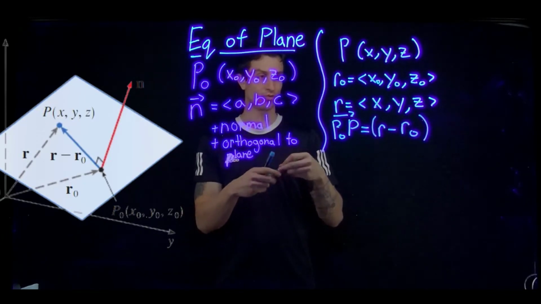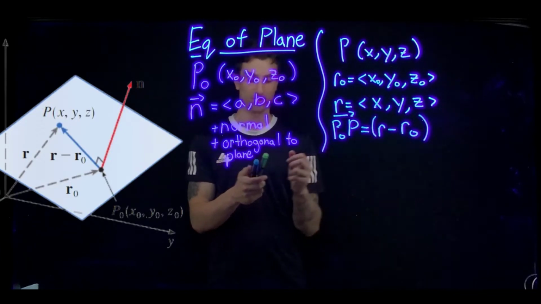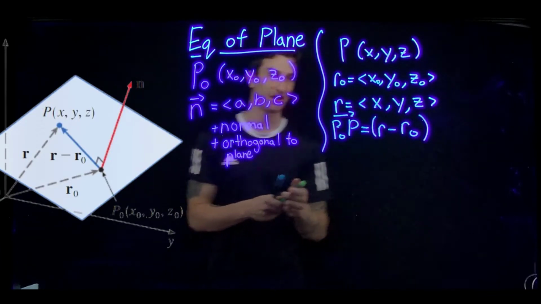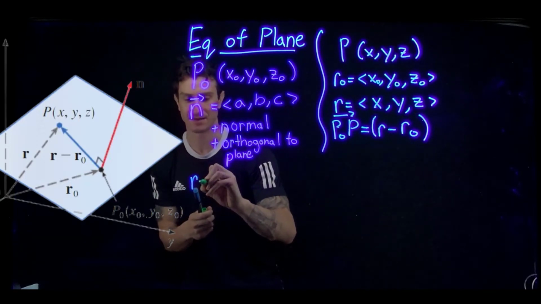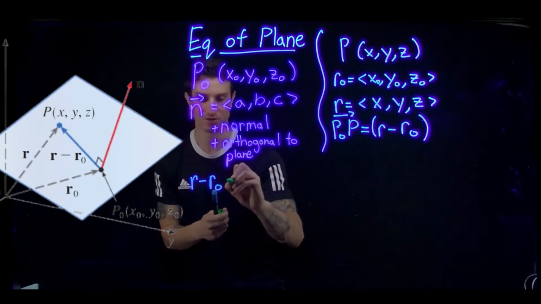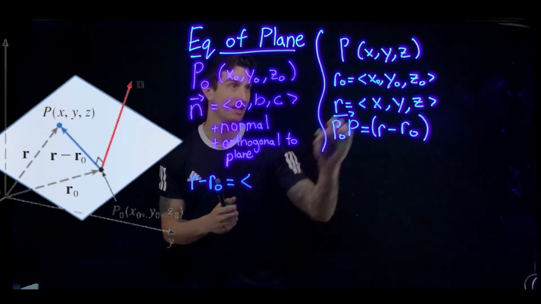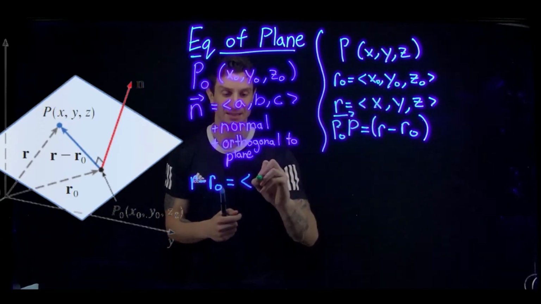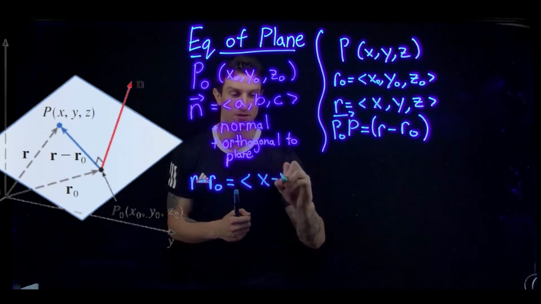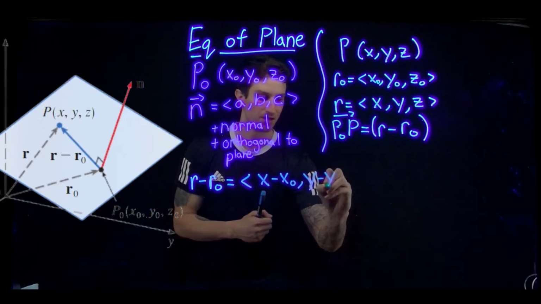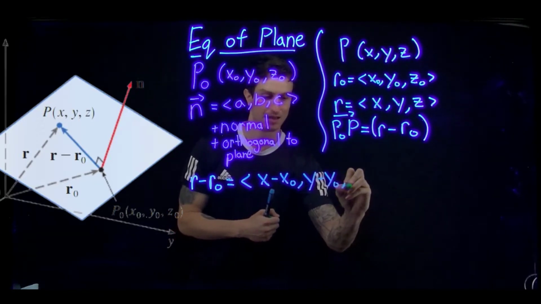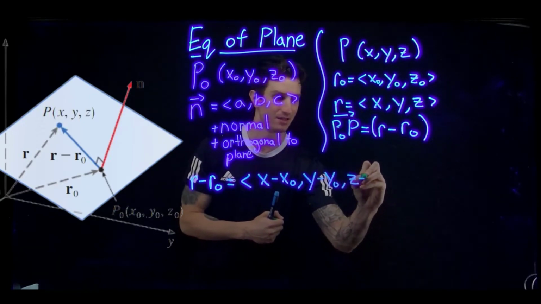Right, and now let's write out what this R minus R naught is. So let's go ahead and expand this. What is R minus R naught? Well, R minus R naught is going to be the vector which is x minus x naught as our first component. Maybe you see where this is going. y minus y naught, and z minus z naught.